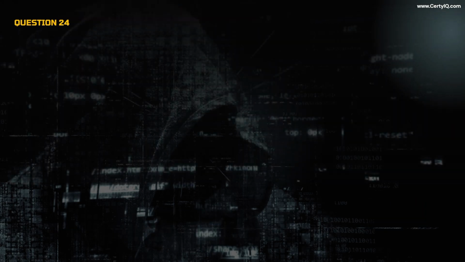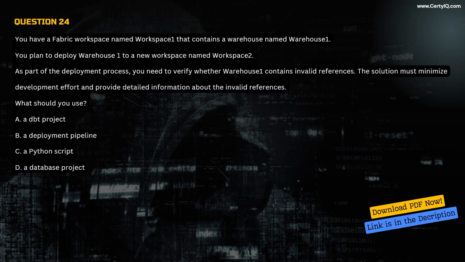Question 24. You have a Fabric workspace named Workspace 1 that contains a warehouse named Warehouse 1. You plan to deploy Warehouse 1 to a new workspace named Workspace 2. As part of the deployment process, you need to verify whether Warehouse 1 contains invalid references. The solution must minimize development effort and provide detailed information about the invalid references.